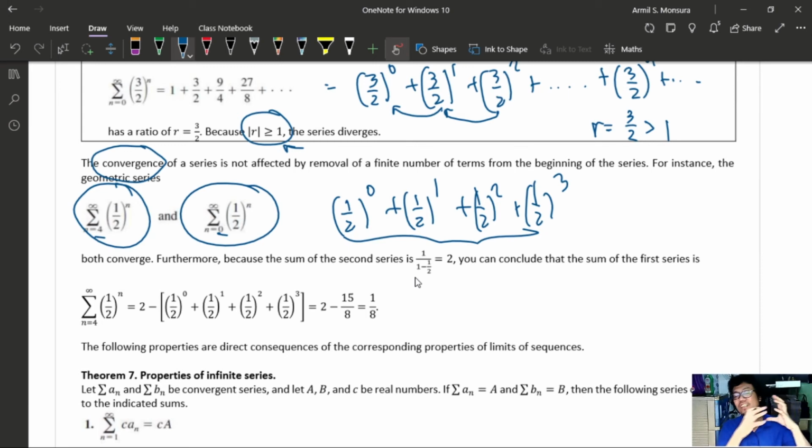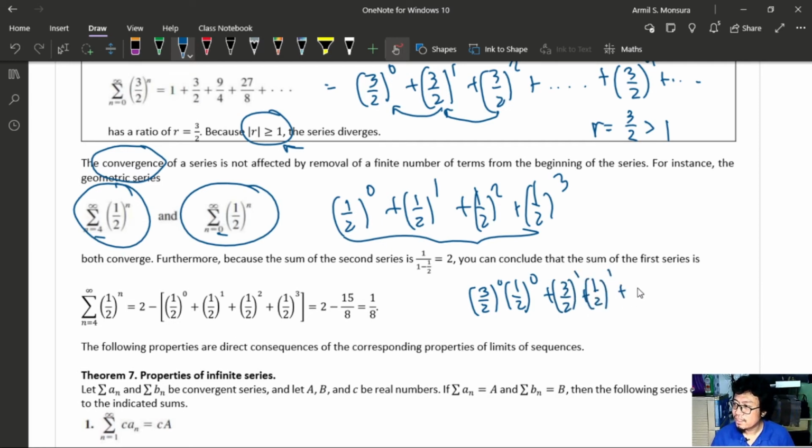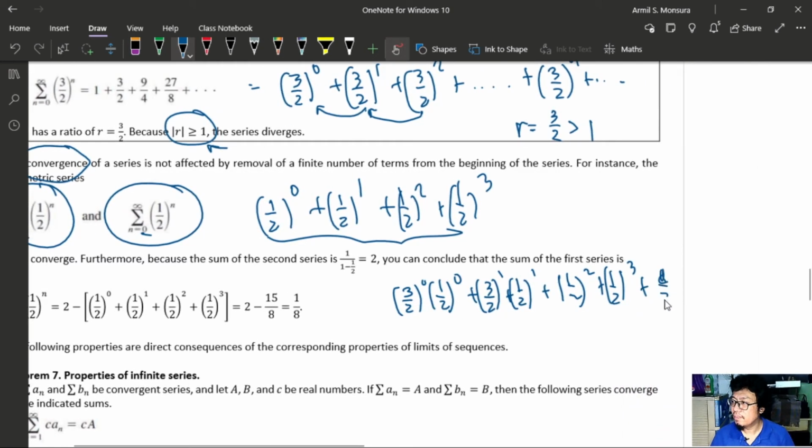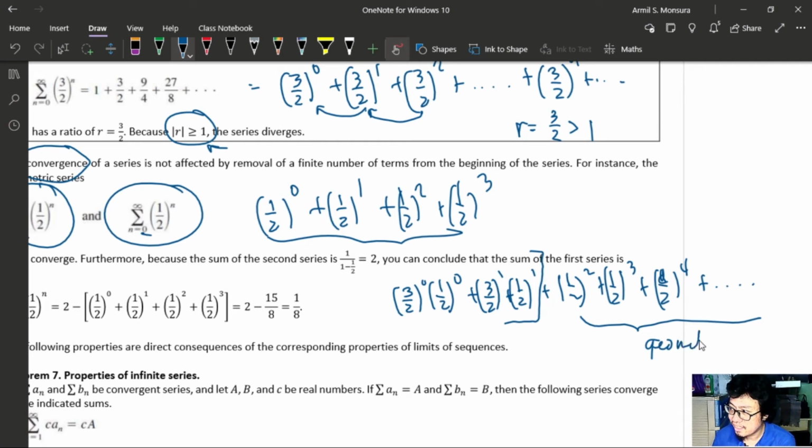Let's have, say, 3 halves raised to 0 times 1/2 raised to 0, plus 3 halves raised to 1 times 1/2 raised to 1, plus 1/2 squared, plus 1/2 cubed, plus 1/2 raised to 4, and so on. This might look like a geometric series to you, but technically this is not a geometric series. But if you remove these first 2 terms and just consider the terms from n equals 2 up to infinity, this is a geometric series.